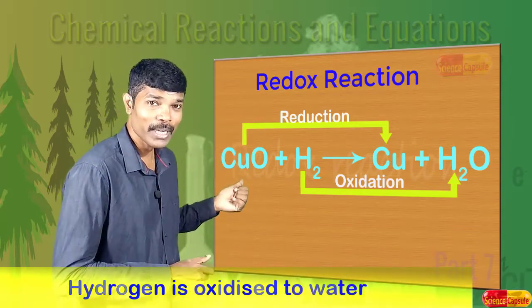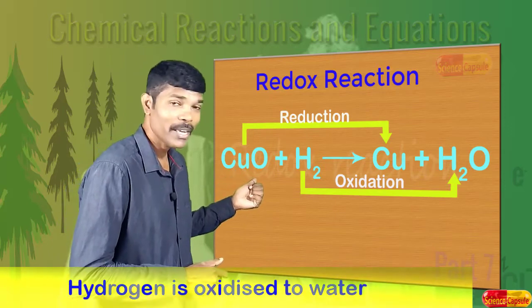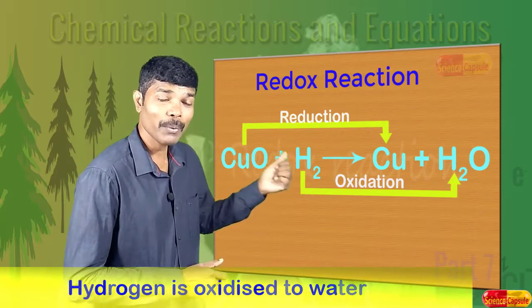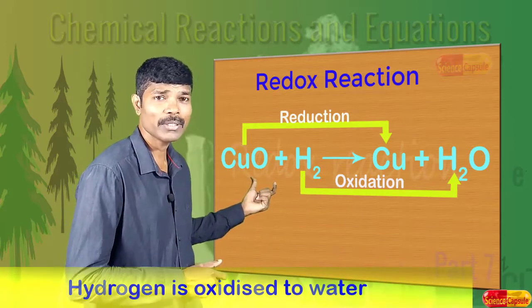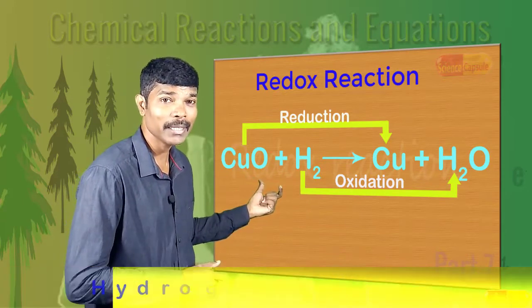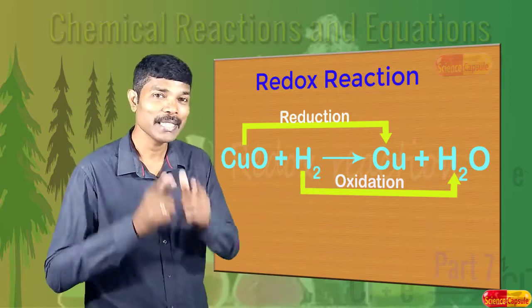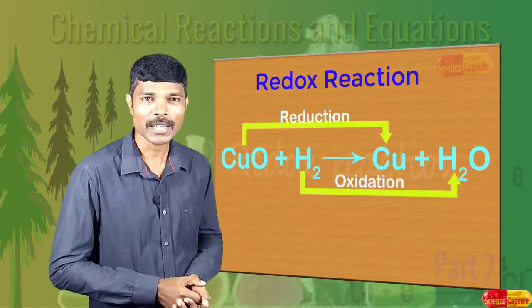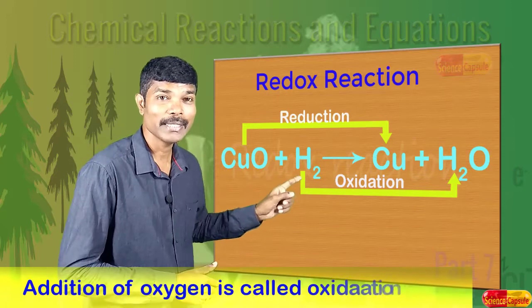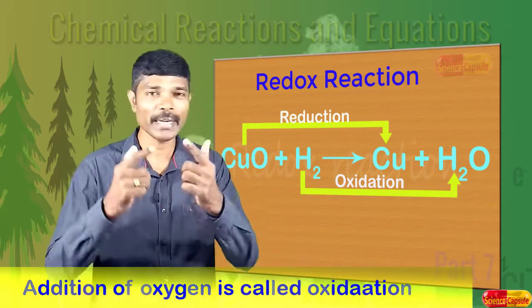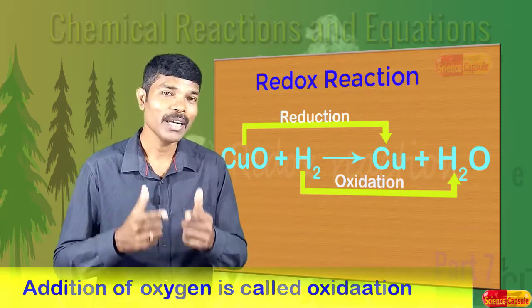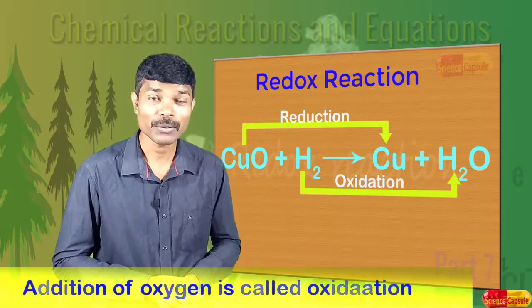Now in the oxidation you see hydrogen is there on the reactant side. On the product side also you will see hydrogen, but in the reactant side you will not see any oxygen with hydrogen, but on the product side you can see very well oxygen is attached. So in this process you can see that oxygen is added to hydrogen on the product side. We know that addition of oxygen is known as oxidation.